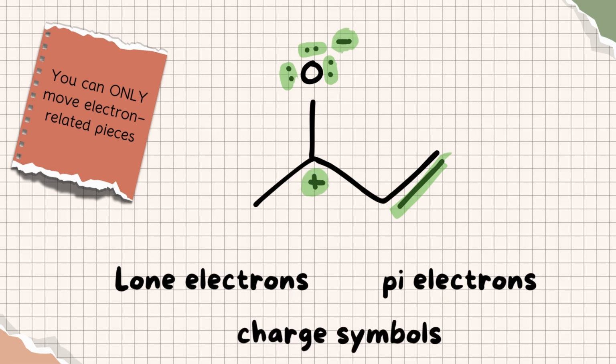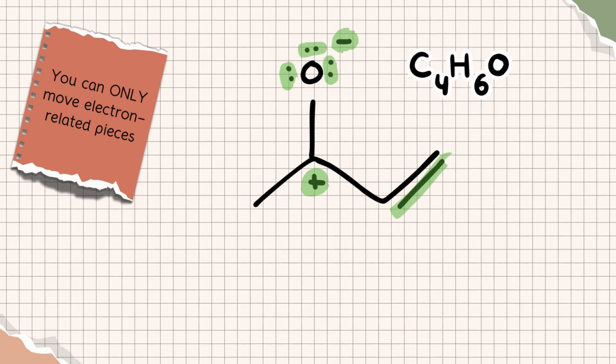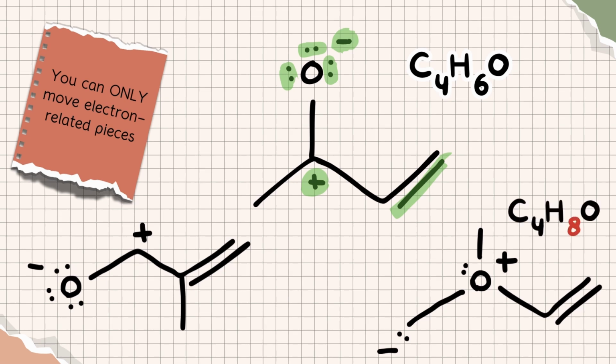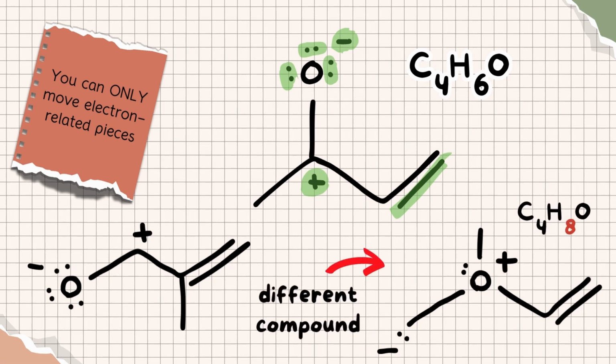The reason why only available electrons can move is because, well, if you move atoms around like in this molecule here, you now get a constitutional isomer. This is still C4H6O, but the connectivity is different. This is not the same as a resonance structure. If you move atoms around a lot for some reason, you could even get a totally different compound. Notice how this one has 2 extra hydrogens. It's C4H8O. So make sure your molecular formulas don't change.